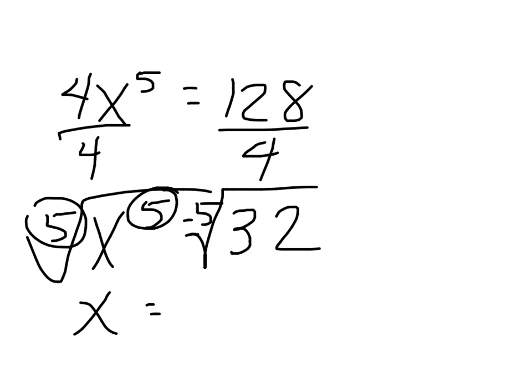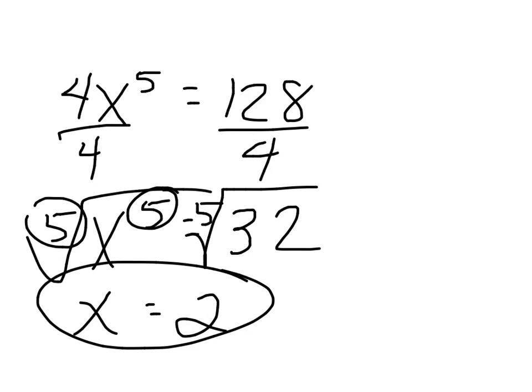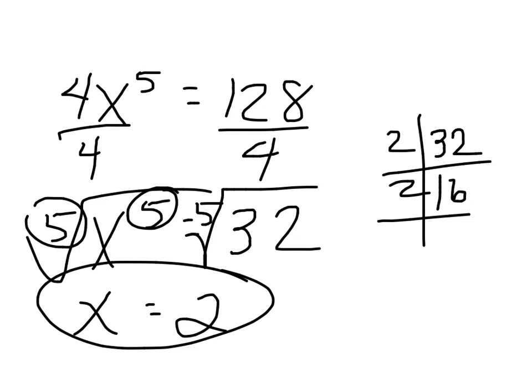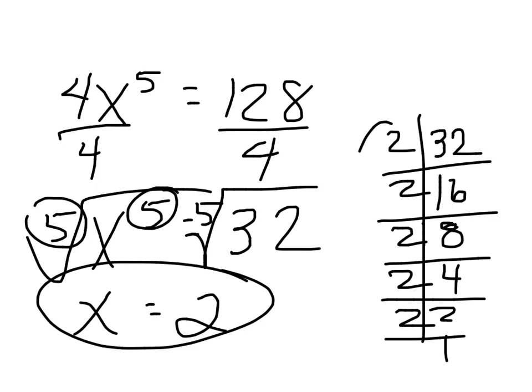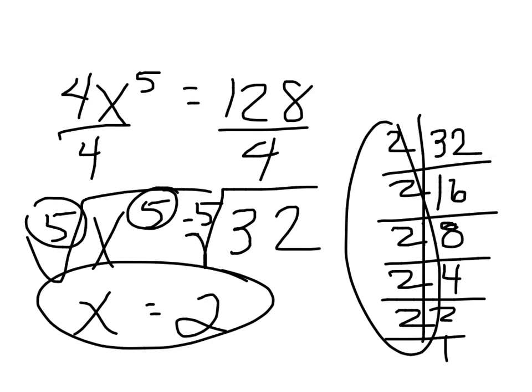Anybody know what the fifth root of 32 is? 2. And you're done. Okay, so 32, you could break it down like this. And you're looking for 5 of the same thing. Oh, yeah, I get it. Never mind. Okay. Good job, Ange. It took Ange a while, but she got it now.